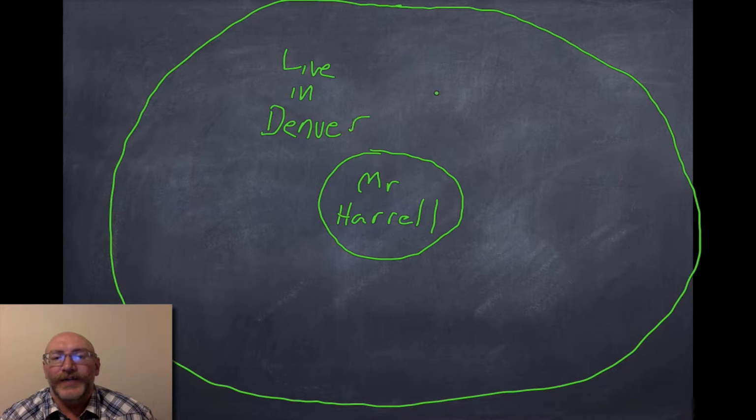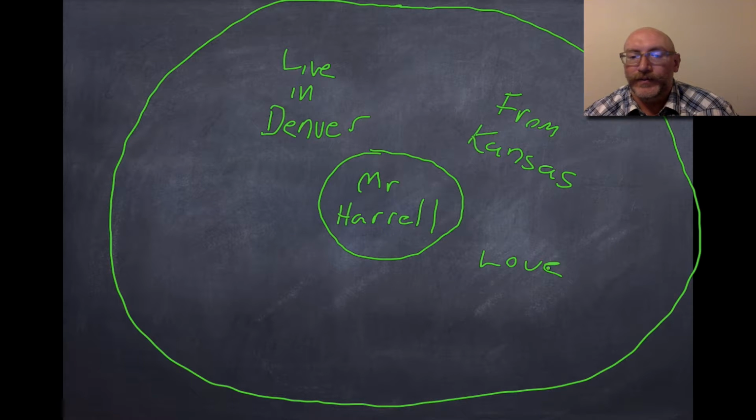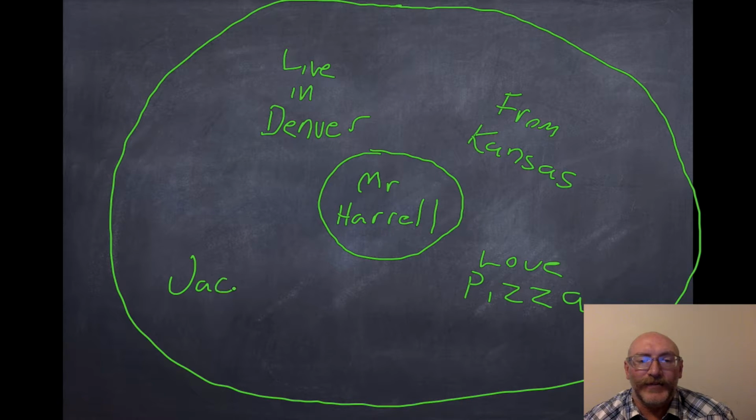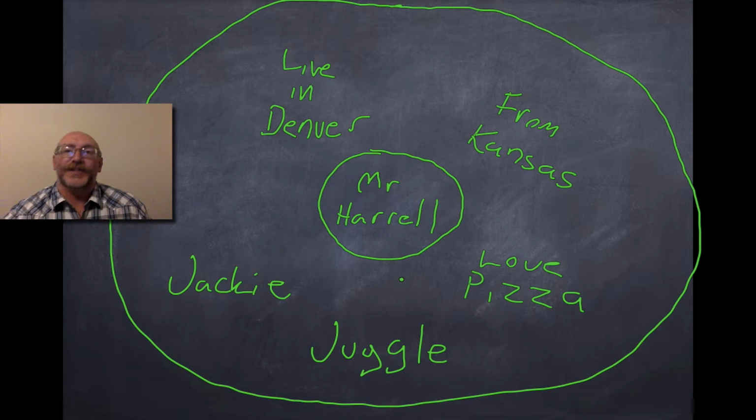But although I live in Denver, I'm from Kansas. I love pizza. I'm married to my wife, who's named Jackie. And I know how to juggle. Now, these are just a few of the things that define me, but I don't have to write down everything.